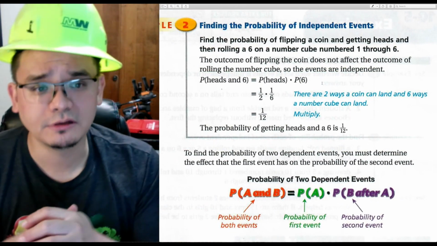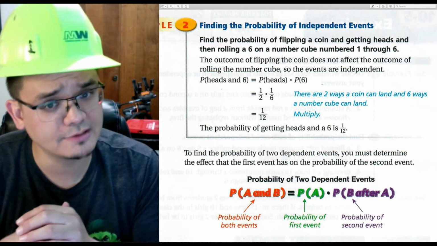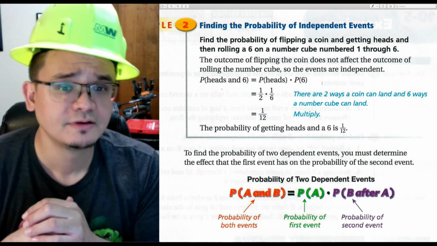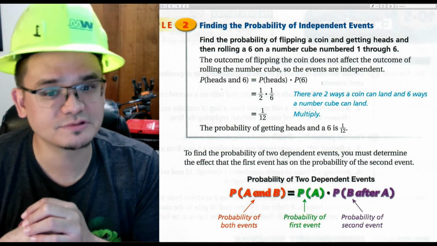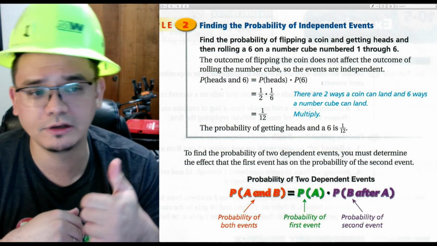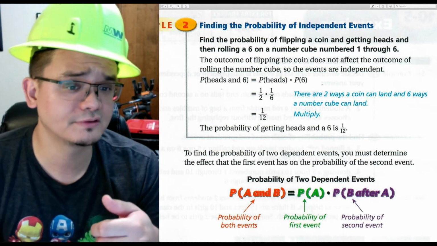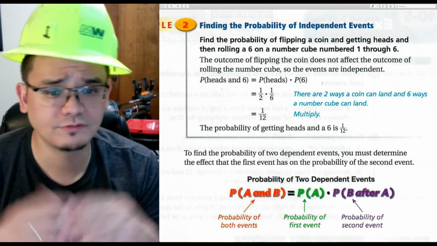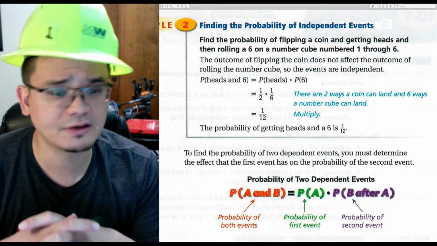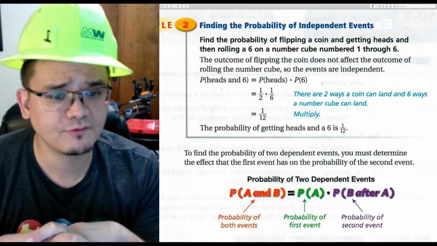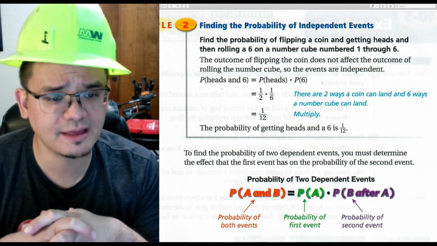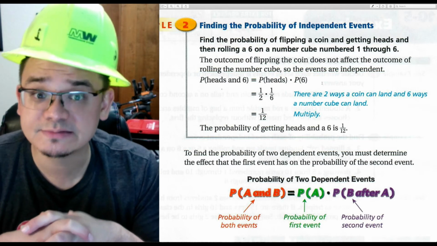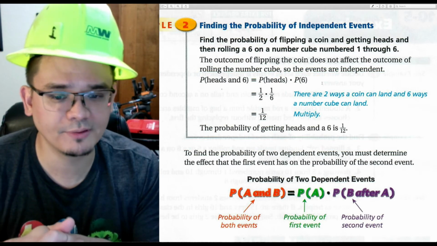Okay, next up, finding the probability of independent events. Find the probability of flipping a coin and getting heads, and then rolling a 6 on a dice numbered 1 through 6. The outcome of flipping the coin does not affect the outcome of rolling the dice, so the events are independent. So you take 1/2 times 1/6 and you get 1/12. So you have a 1 in 12 chance of getting a heads and a 6 on the same roll and flip.